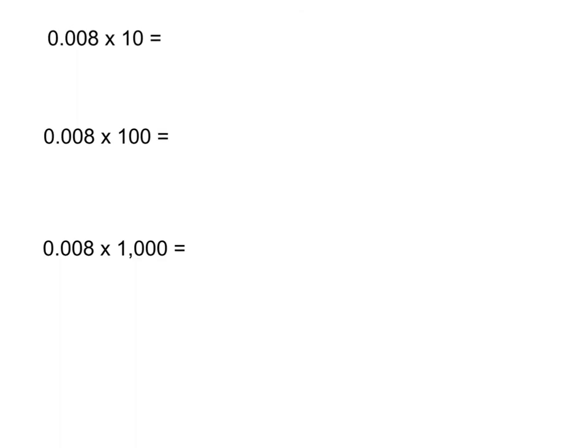Okay, let's try the first one first. 8 thousandths times 10. So what's step 1 again, Kevin? Okay, so write it vertically and ignore the decimal points, right? So here we have 8 times 10. Do we know that by heart? What's 8 times 10? 80. Okay. So how many numbers do we need after the decimal point?